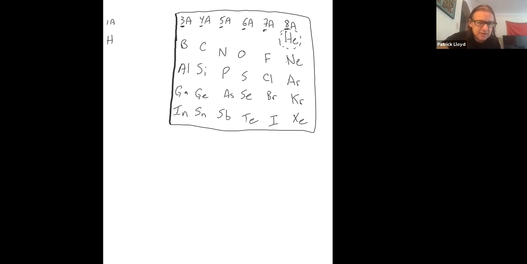There are ways to get krypton and xenon to react, but they're very unstable. These ones, the halogens, group 7A, need 1 more electron to get up to 8. So they will tend to form 1 bond to 1 atom, right? If you have 7 electrons and you just need 1 more, you're going to form a bond to one other atom.